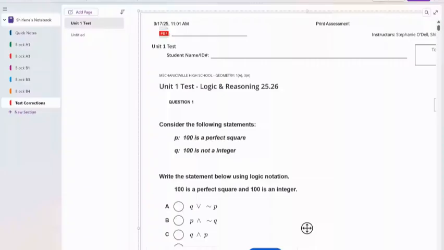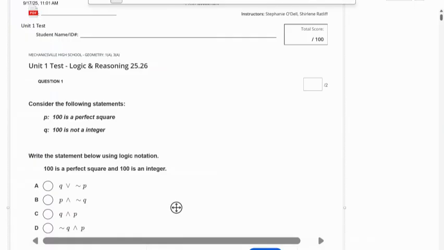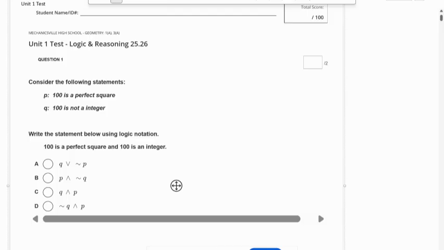These are the test corrections for Unit 1, Logic and Reasoning. Question 1. Consider the following statements. Here we go. P, 100 is a perfect square. Q, 100 is not an integer. Write the statement below using logic notation.